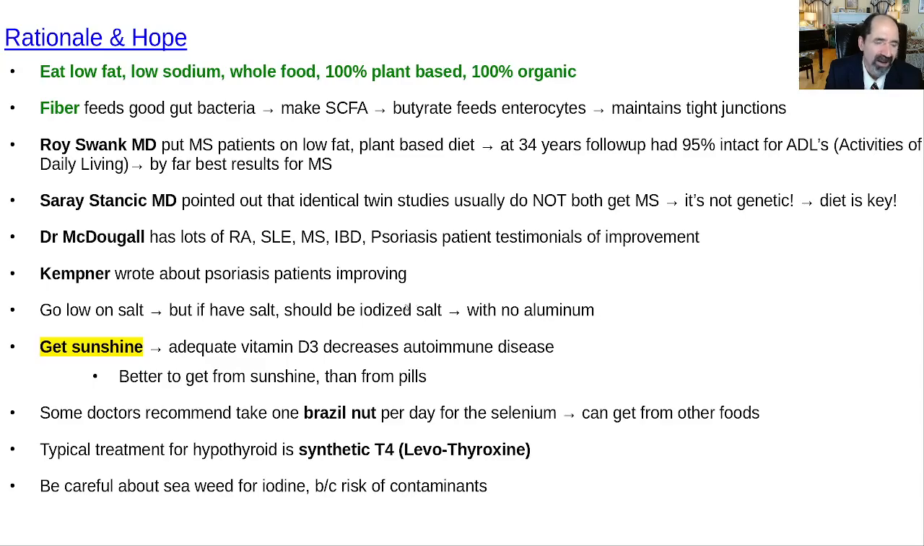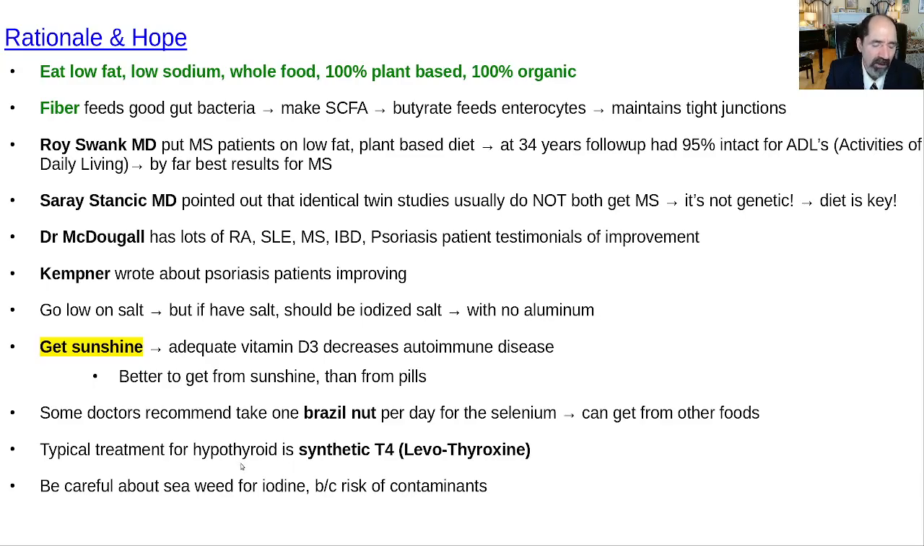Get your sunshine. That's better than taking any pill for your vitamin D. Some doctors recommend Brazil nuts, one a day, to get selenium, but you can get selenium from other foods. I don't think you need to do that. And Brazil nuts can have a lot of fat, but just so you know, some people say that. Selenium is associated with making your normal thyroid hormones.